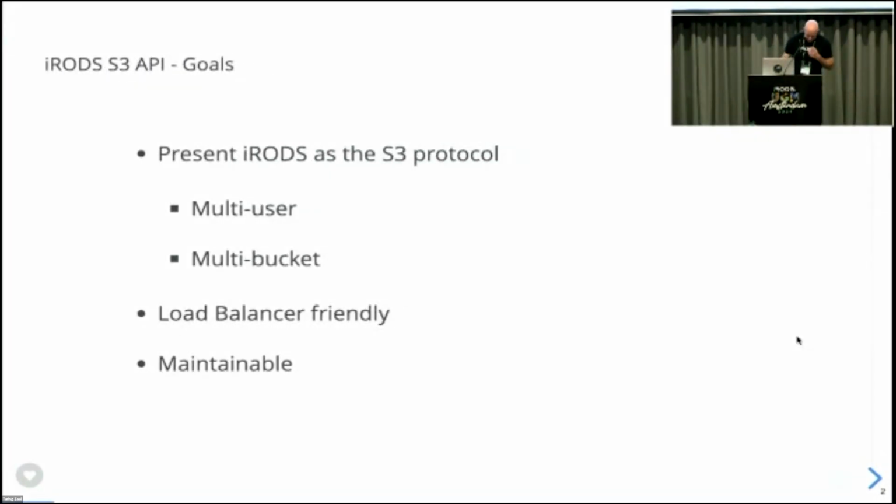Okay, our goals. Basically, we've had a longstanding goal of making iRODS available to non-iRODS aware clients and APIs. So this is just another approach to that. We want to be able to present iRODS as the S3 protocol so that any S3 client or S3 API can communicate with iRODS without knowing anything about iRODS. Some sub goals of that is that we want to be able to support multiple users and multiple buckets. Also, we want to make sure it's load balancer friendly and the code is maintainable.